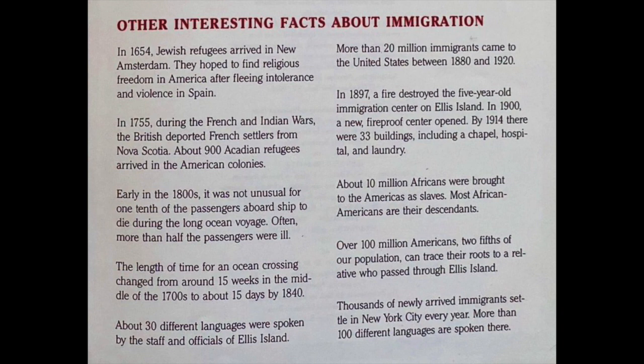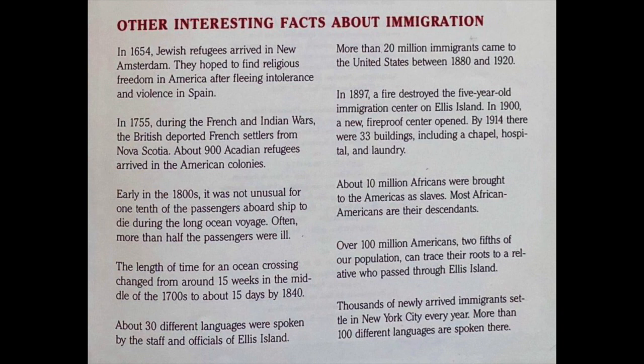Early in the 1800s, it was not unusual for 1/10 of the passengers aboard ship to die during the long ocean voyage. Often, more than half the passengers were ill. The length of time for an ocean crossing changed from around 15 weeks in the middle of the 1700s to about 15 days by 1840. About 30 different languages were spoken by the staff and officials of Ellis Island. More than 20 million immigrants came to the United States between 1880 and 1920.